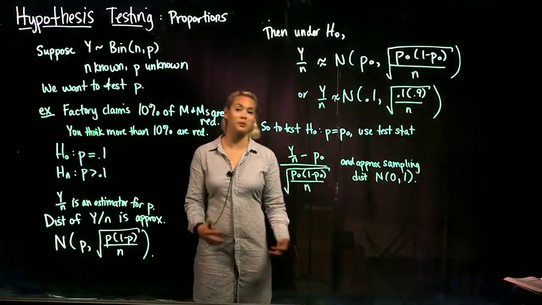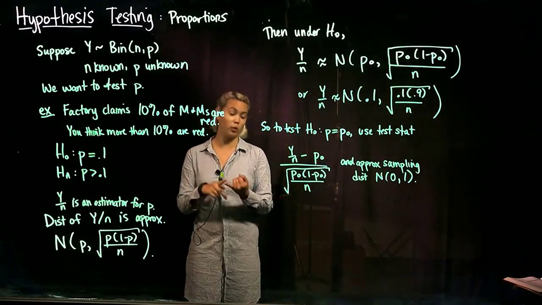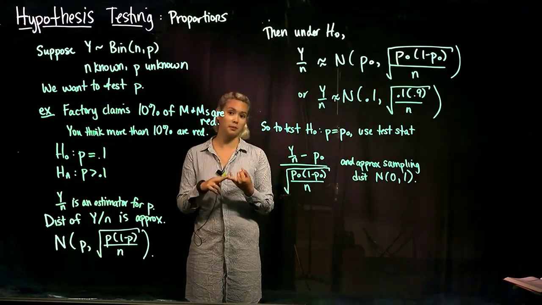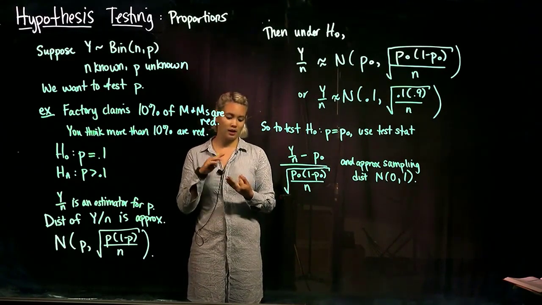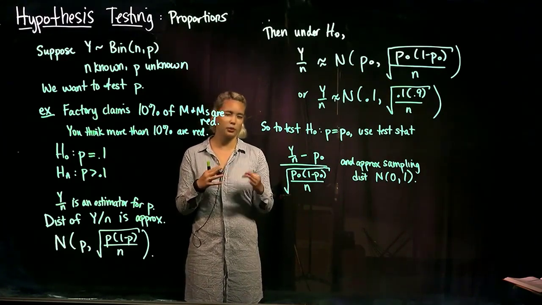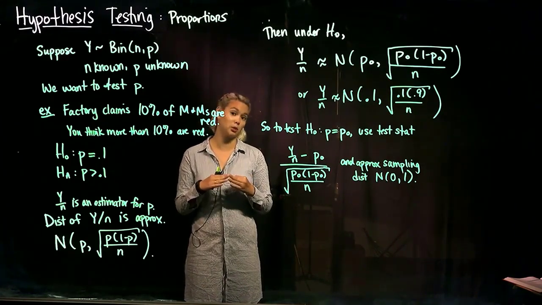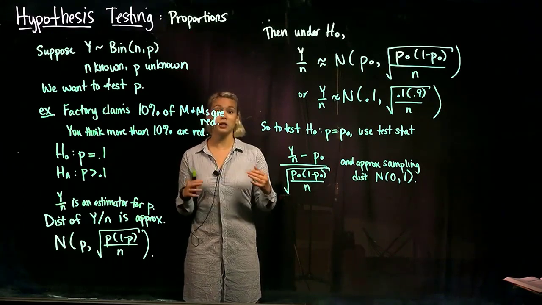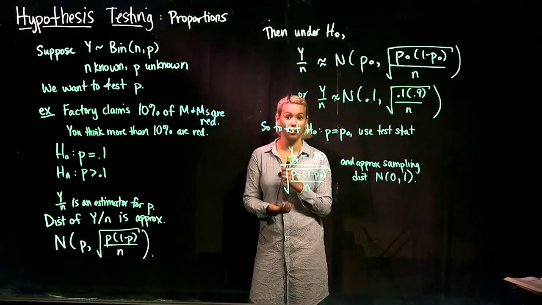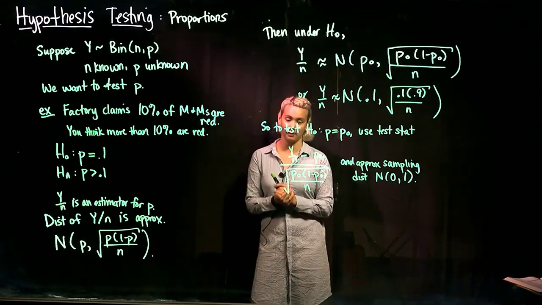So far, we've talked about hypothesis testing for one mean when sigma squared was known, one mean when sigma squared was unknown, and two means when sigma squared was unknown. And also we touched a little bit on two means when sigma squared was known. Now we're going to start talking about proportions. So we're still doing hypothesis testing, but now we're going to focus on a proportion rather than a mean.